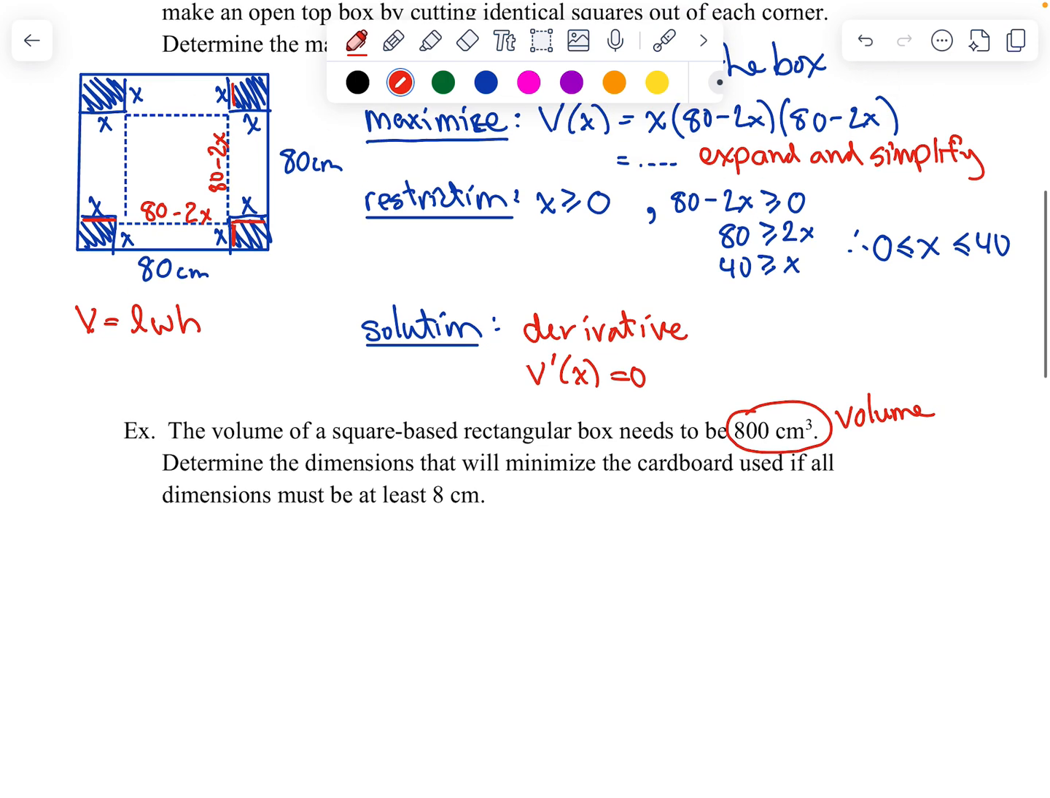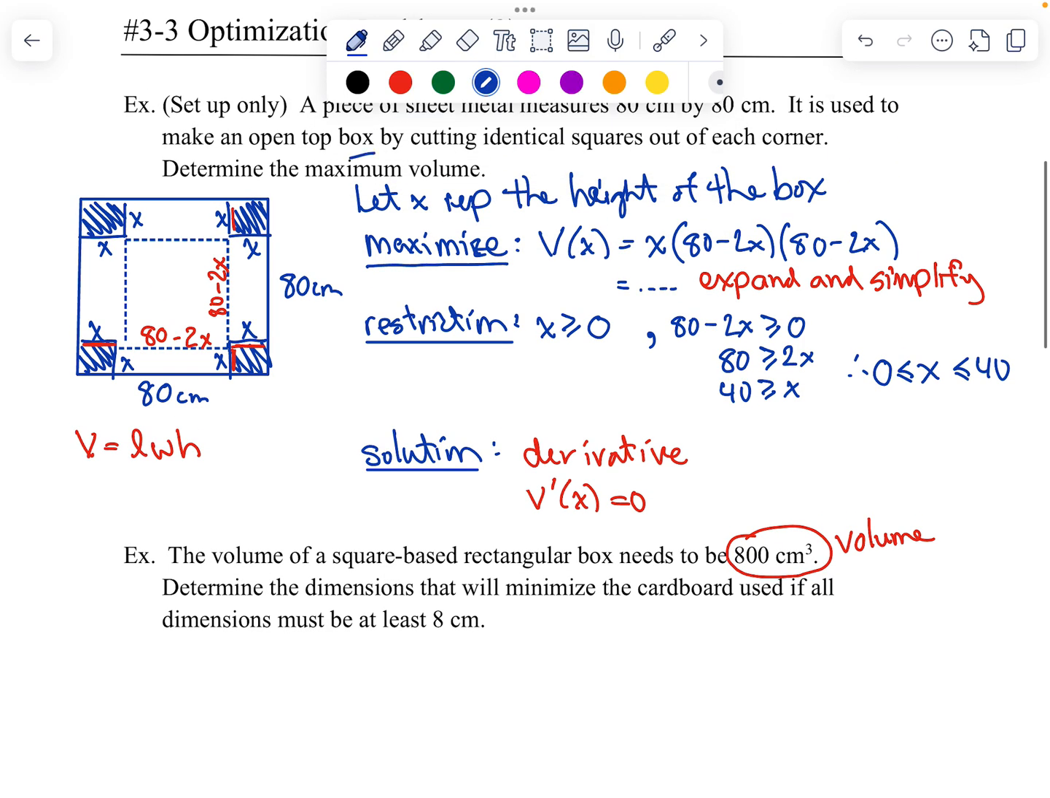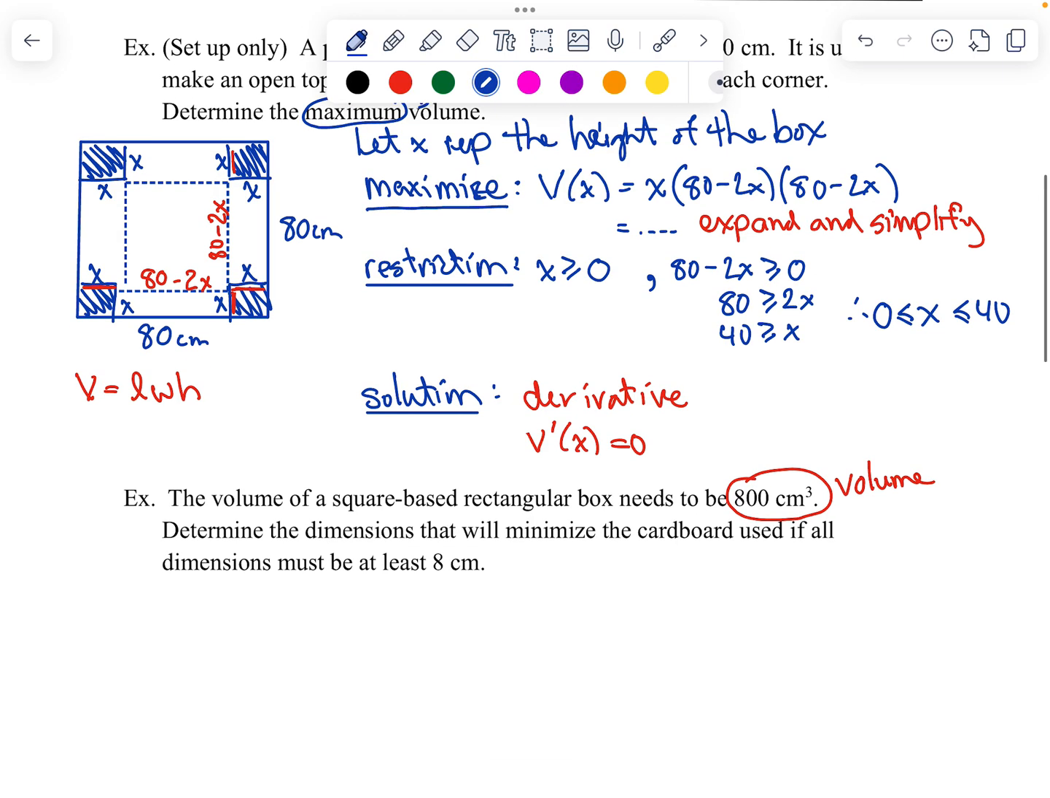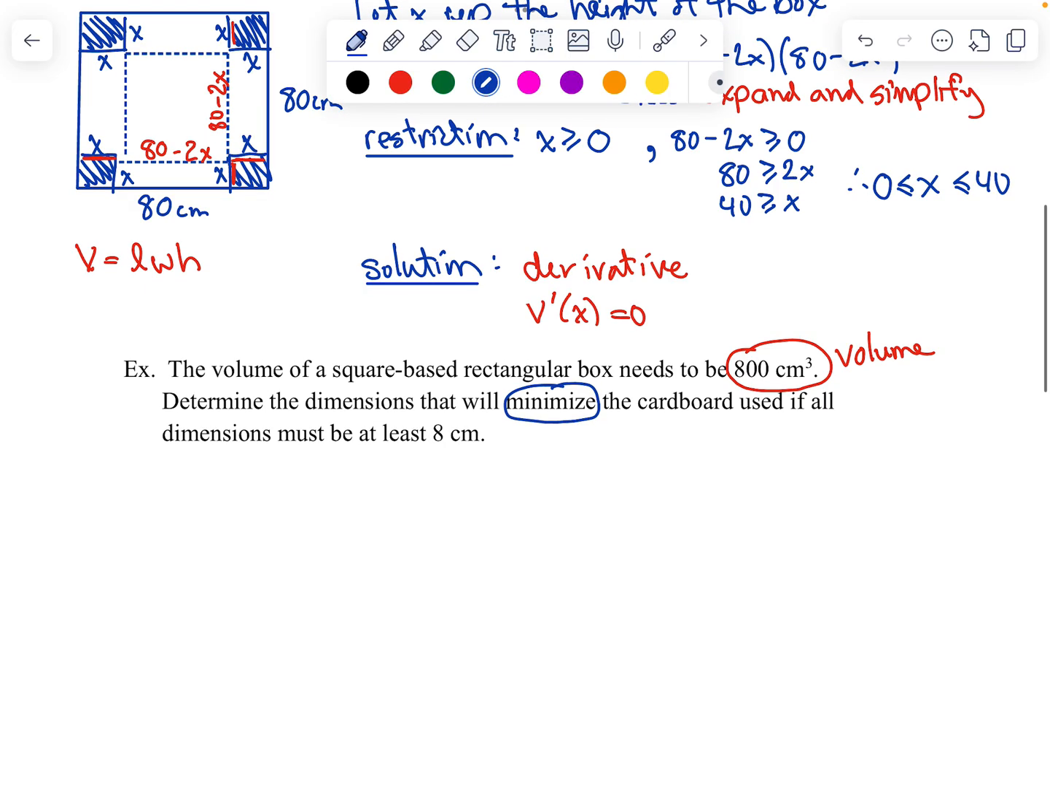In this case here, though, it's not the volume that we are trying to maximize. Okay, up here we wanted the maximum volume, which tells us what our equation is going to be, what we're trying to calculate. This time what I want to figure out is I want to now minimize, and I want to minimize the cardboard used. Now, if I start thinking about that in terms of a word problem, if I want to minimize the cardboard used, in a math sense, that would be that we are trying to minimize the surface area.